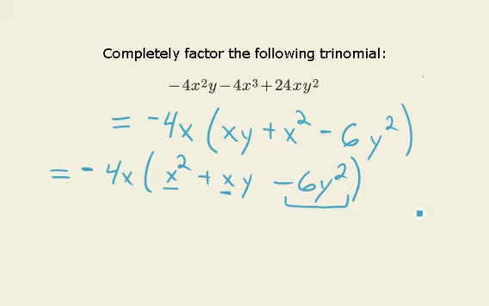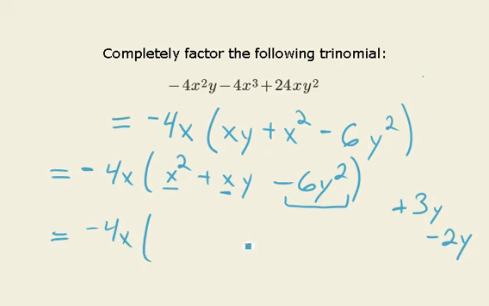Right? And I know that some factors of negative 6 that sum to a positive 1 are a positive 3 and a negative 2. So positive 3y times negative 2y gives me a negative 6y squared. The sum of these two things is a positive y, so that's what I want. So let's write that down.